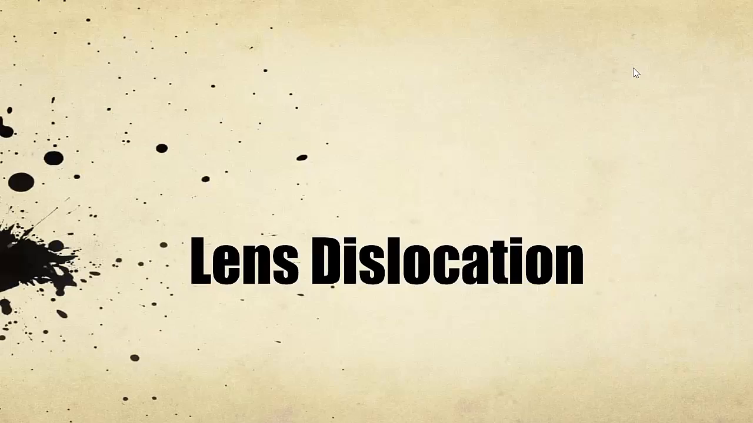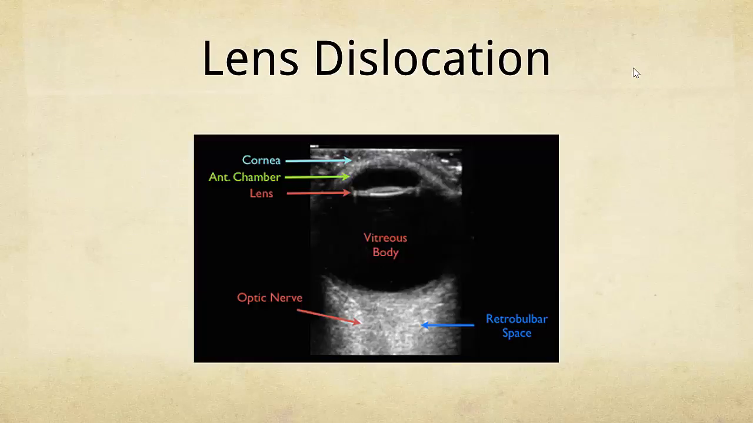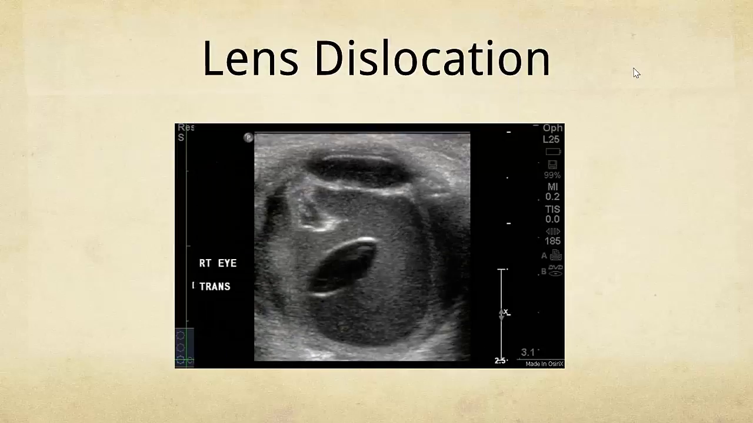We can also check for lens dislocation. Again, this is going to be useful in your trauma patients. This is oftentimes something we've got to get ophthalmology involved with sooner rather than later. So again, everything's the same, scanning through. Lens should be located in the anterior chamber. So again, there's our lens, there's our iris. And if it's not there, then you can look around and you may find it just sitting in the back of the vitreous, such as this image demonstrates, or just floating around in the middle.